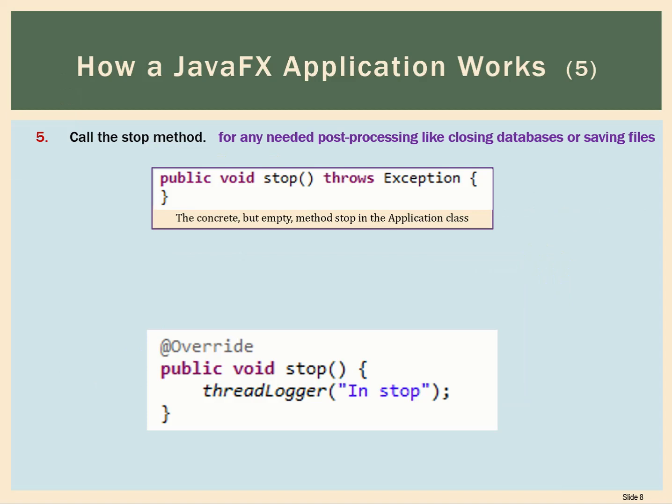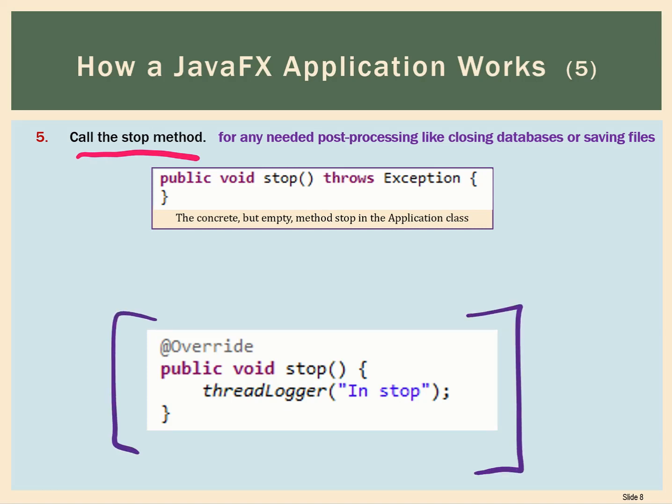In step 4, we were waiting for the GUI to end. Someone clicked the close button, someone exited the application, and now it's over. But there's one last step left. This last step is to call the stop method. And the stop method is very much like the init method. It's optional. And this stop method is used for your GUI to do any post-processing. If you need to close databases or save some files, you can do it after the GUI is over. So again, very similar to the method we saw before, init.